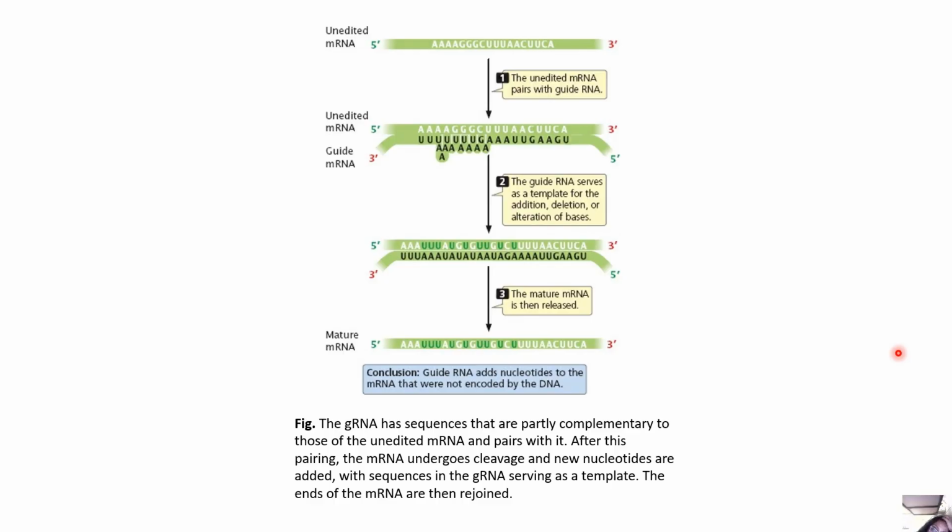Now the gRNAs are the guide RNA sequences that are partly complementary to those of the undeleted mRNA, and pair with it. After this pairing, the mRNA undergoes cleavage and new nucleotides are added, with sequences in the gRNA serving as a template. Ends of the mRNA are then rejoined.